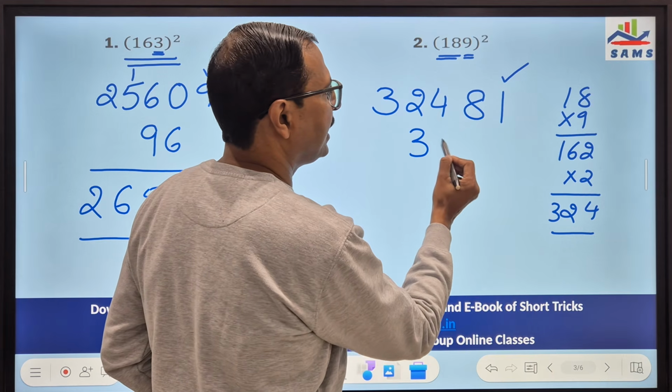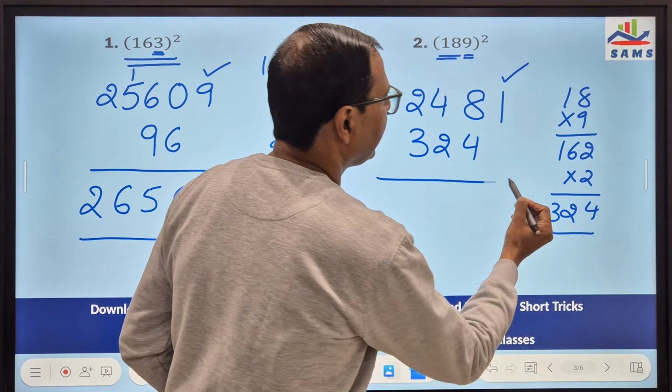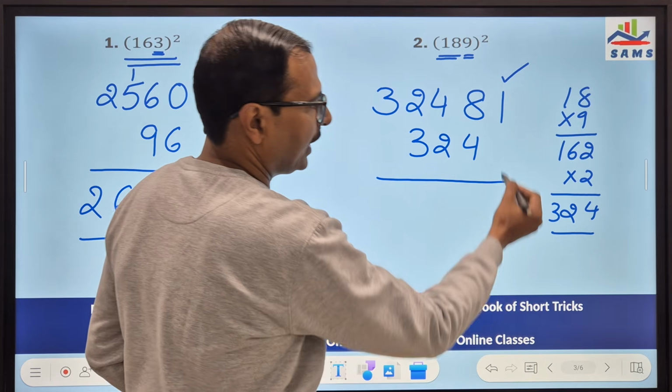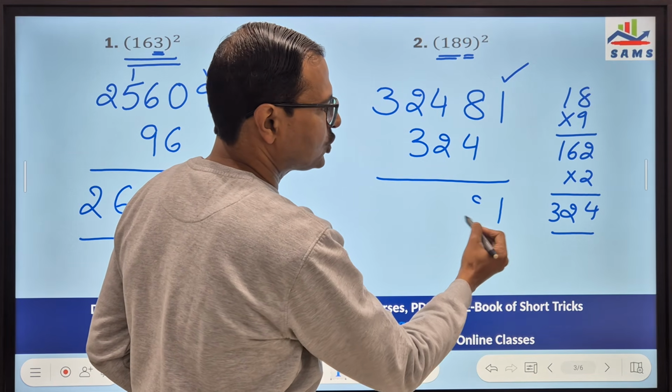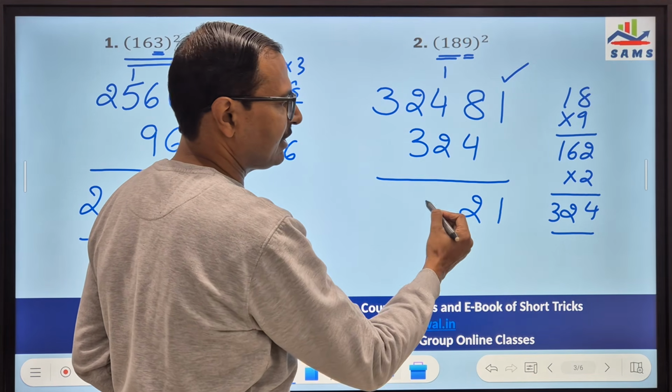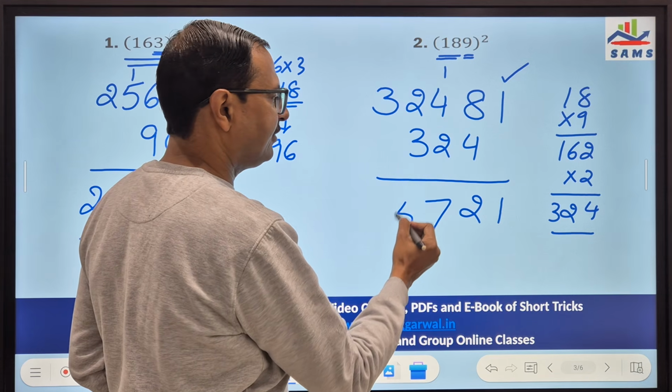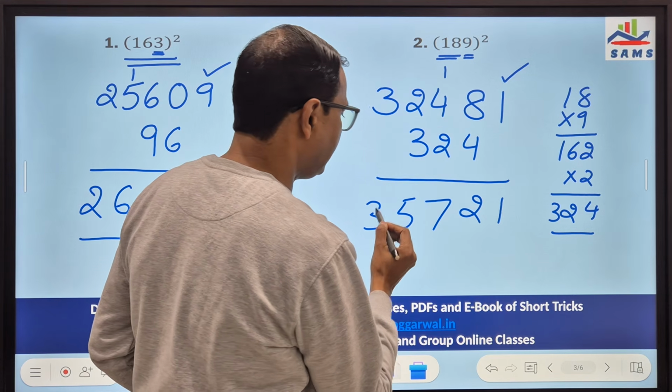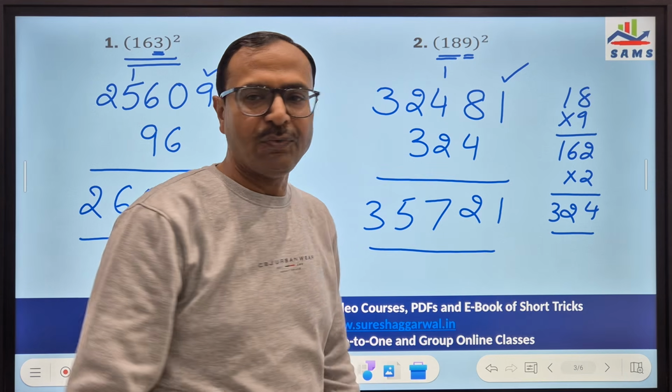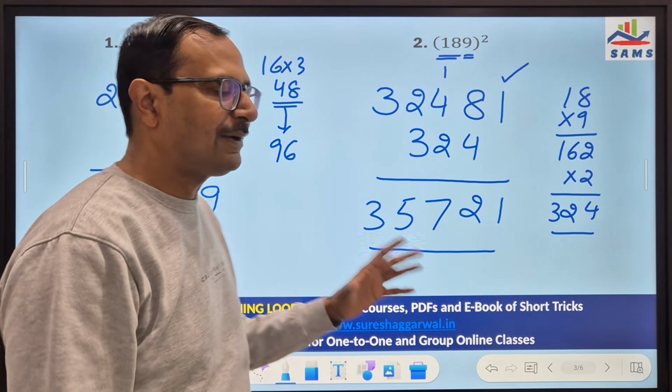So 324. And now let's check. 1, 8 plus 4, 12, 2, 1 carry. So this is 7. And then we have the 5. And then we have the 3. 3, 5, 7, 2, 1 is the square of 189.